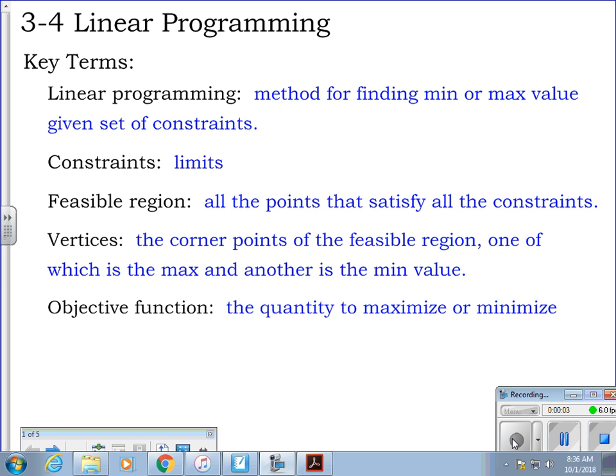Okay, today we're covering section 3.4, linear programming. The idea is we have a set of equations that are our constraints. This equation says we can't be more or less than that. This equation says we have to be less than this. This equation says we have to be more than that. Those are our constraints. They decide our parameters of what we're dealing with.